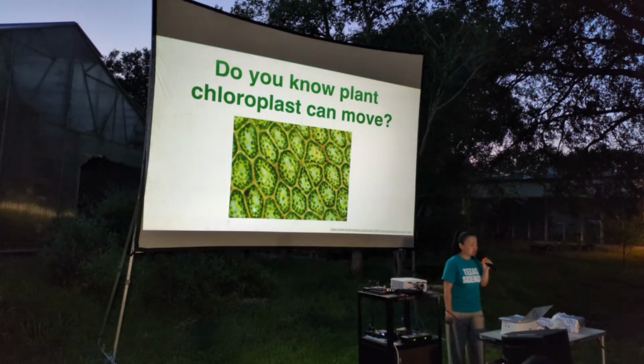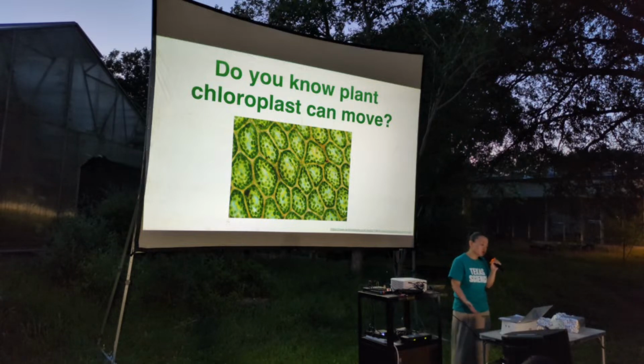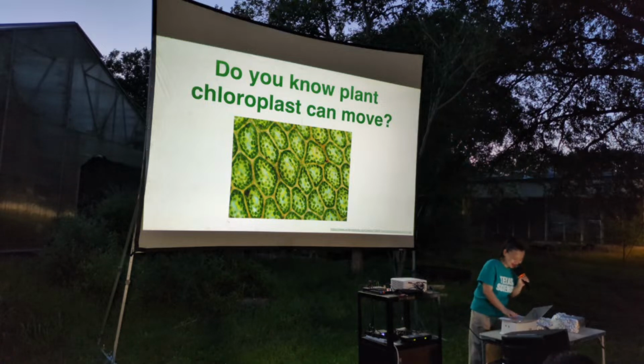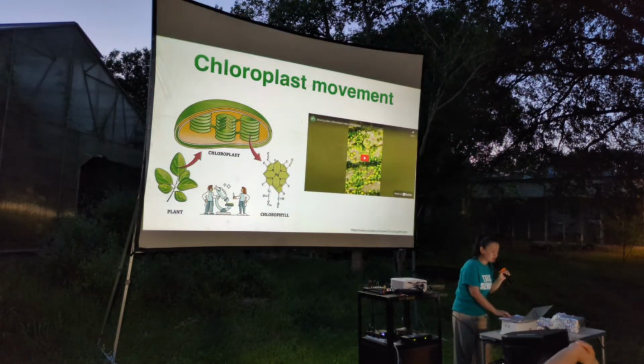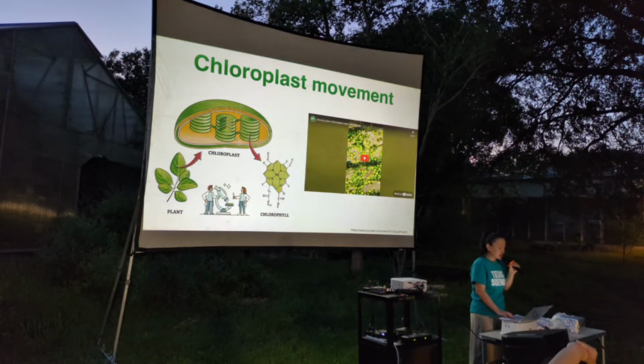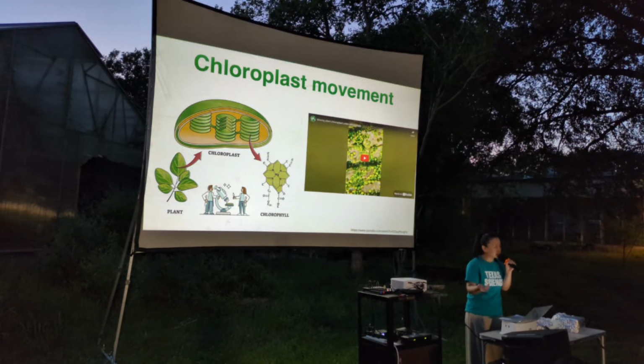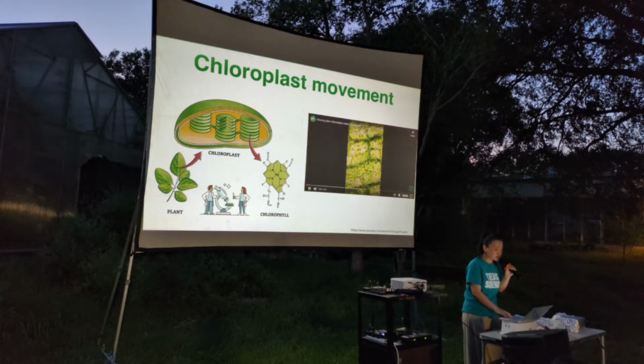And we all know that plants cannot move. But do you know plant chloroplasts can move? No. Okay. So what is the chloroplast? The chloroplast is located in the plant cell, and it is the location where photosynthesis takes place. Those green structures are the chloroplasts, and chlorophylls are the pigments inside the chloroplast which can perceive the sunlight. And those green chloroplasts actually can move.